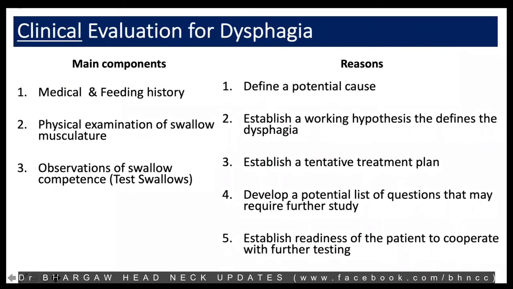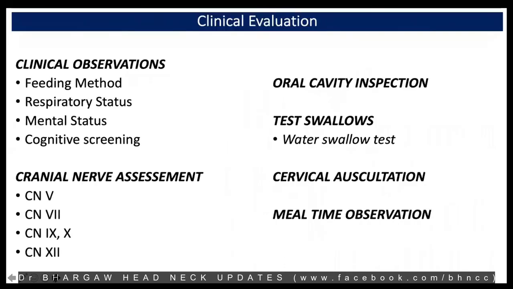Now we've got a patient who's had this treatment and who's complaining of tube-dependent dysphagia. How do we evaluate? So the main thing is we do a routine medical history. Along with that, we also do a feeding history to find out what type of food the patient can tolerate and what kind of symptoms he has when he eats certain kinds of food. We also do a physical examination of the swallowing musculature.